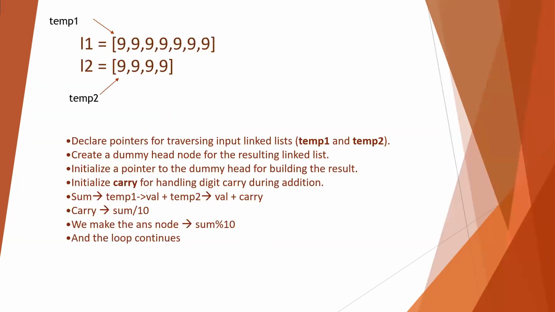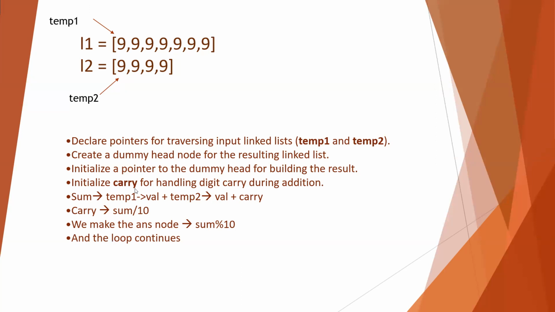We can think of the algorithm like merging two sorted arrays. We will have two pointers, temp1 and temp2, pointing to the heads, the start of the linked lists respectively. Then we can traverse them and calculate the sum at temp1 as well as temp2.